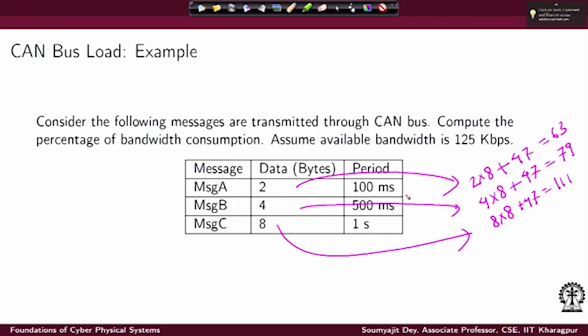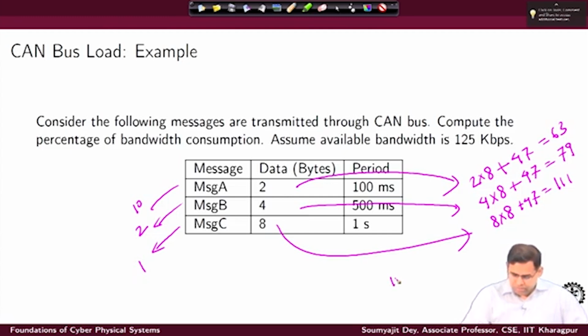Now let's say we have a transmission window that is 1 second, right? And 1 second is also an interval inside which I have an integral number of all these message instances occurring here, right? So if we choose that, then inside that, how many of these message instances can I see? I will see 10 instances of this, and I will see 2 instances of this, and I will see 1 instance of this, right?